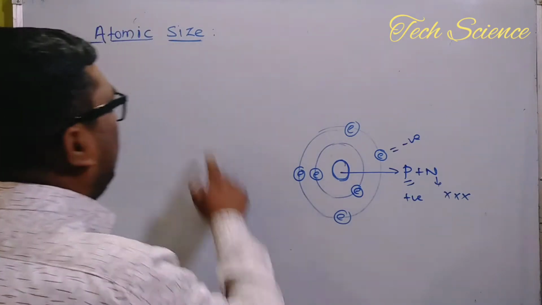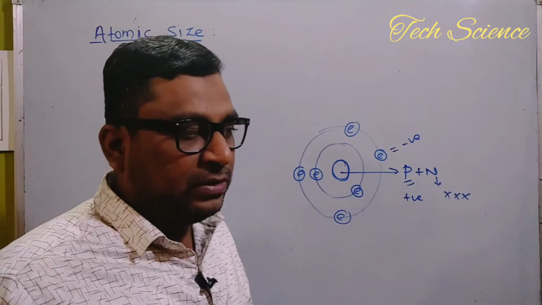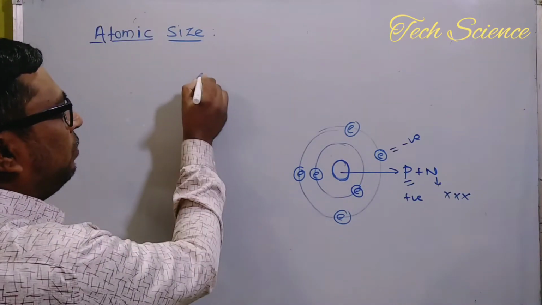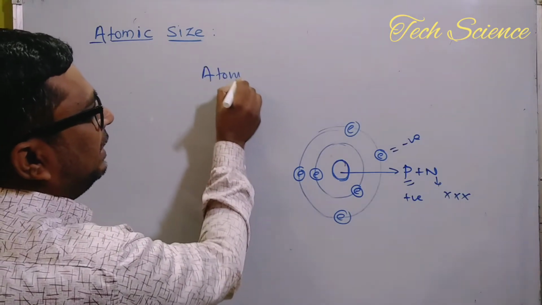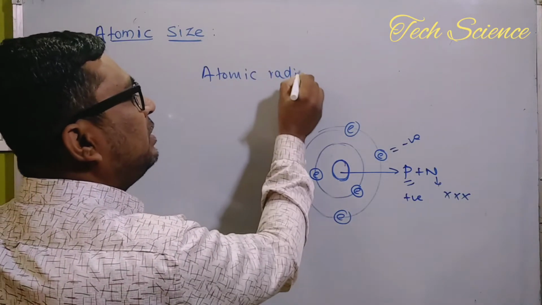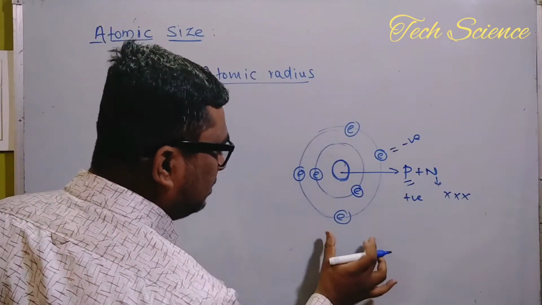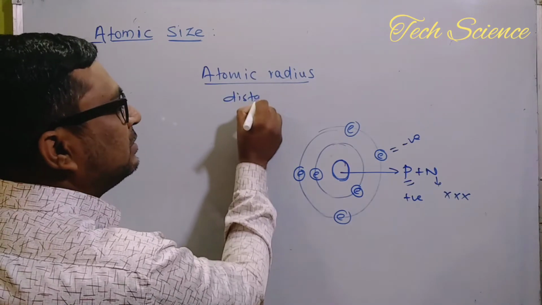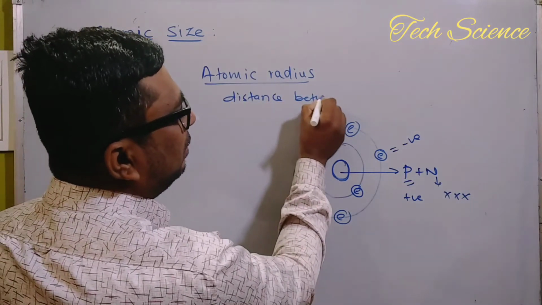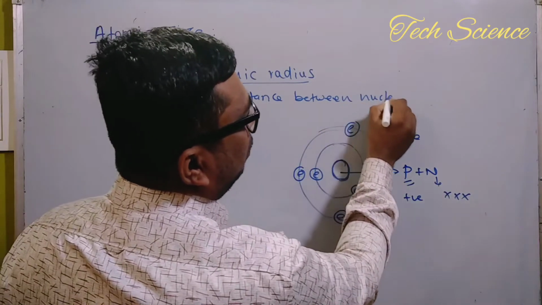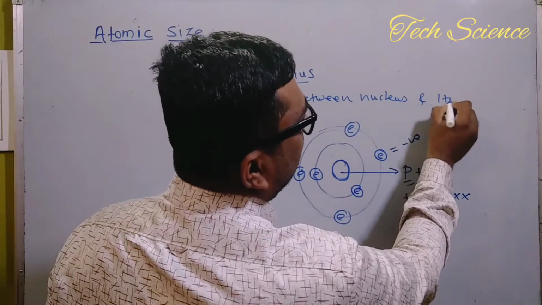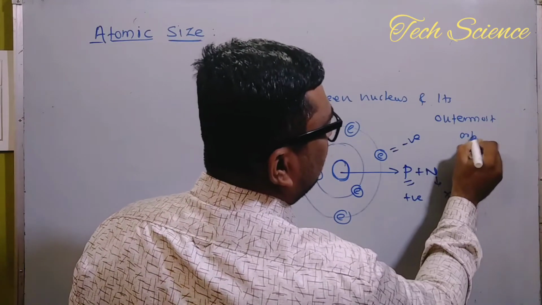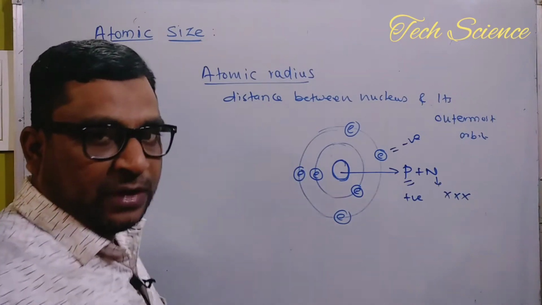Now, atomic size is the concern. Atomic size in the modern periodic table is decided by a factor called atomic radius. What is the meaning of the word atomic radius? For this you have to consider this diagram. Atomic radius is nothing but the distance between the nucleus of an atom and its outermost orbit. This is the definition of atomic radius.